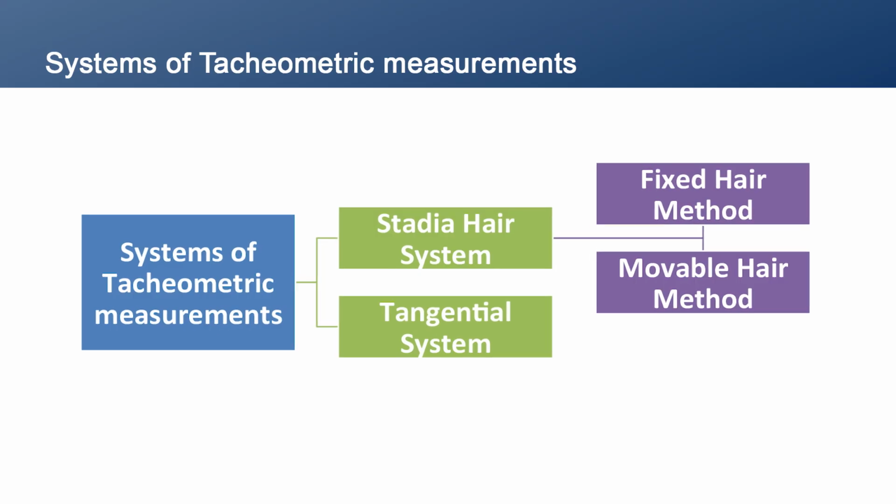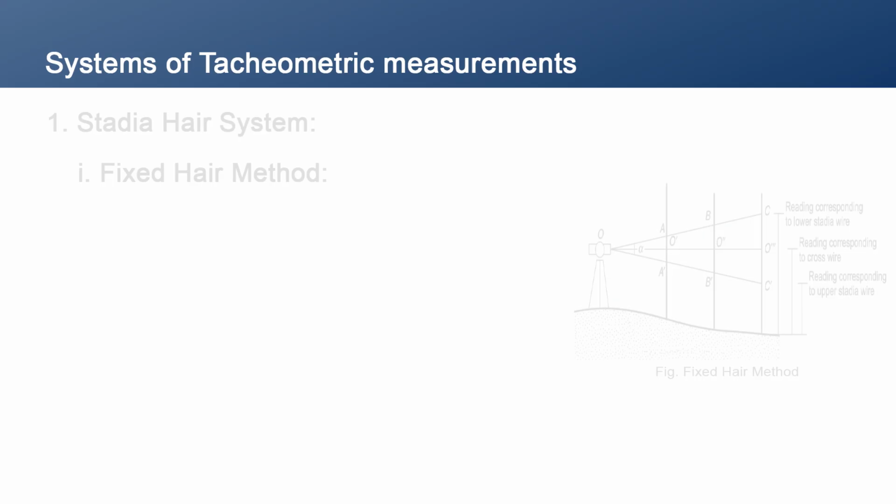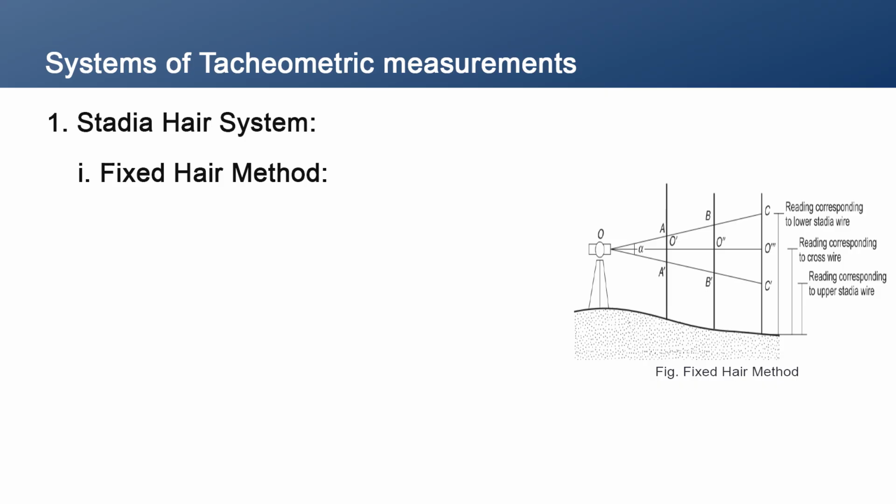Okay, now let us see how tacheometric surveying is carried out using different systems. The primary systems include the stadia hair system and the tangential system. The stadia hair system is particularly significant and can be divided into two specific methods, that is the fixed hair method and the mobile hair method. And each of these methods has distinct characteristics and applications, offering different approaches to measure distance. So, let us first look at the fixed hair method.